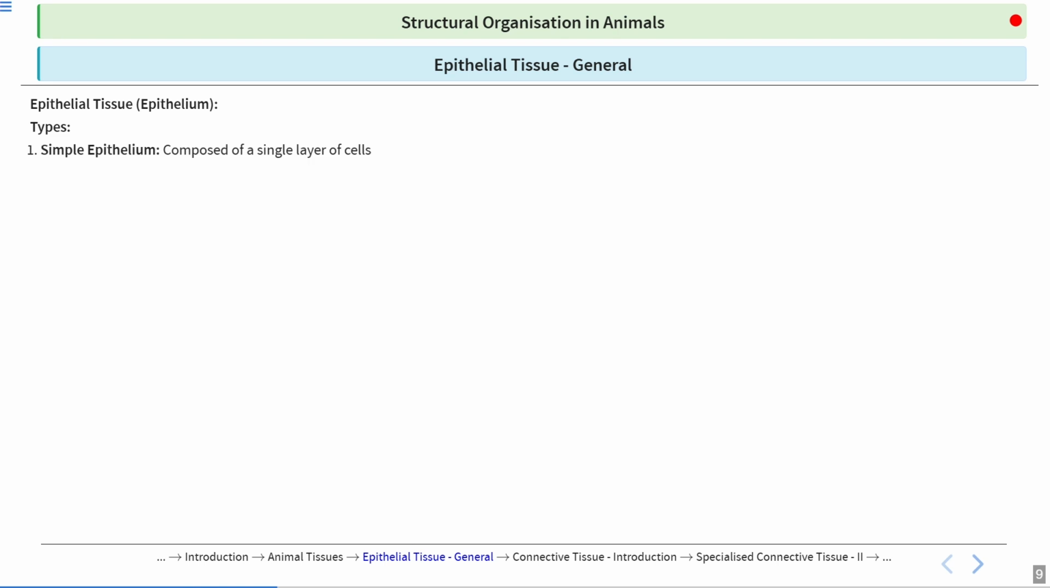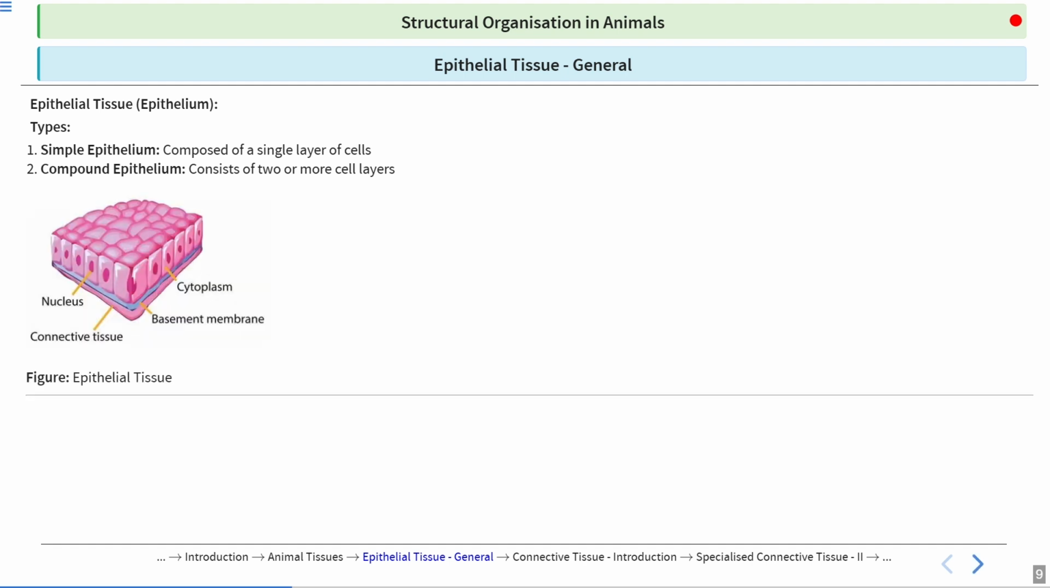Now, types. We have different types of epithelial tissue; there is not just one. Number one, simple epithelium, composed of a single layer of cells, only one layer of epithelial cells. Then there is compound epithelium, which consists of two or more cell layers. Compound, so there could be 2 layers, 3 layers, 4 layers, right? That is why it is called compound. So this is the simple epithelial tissue.